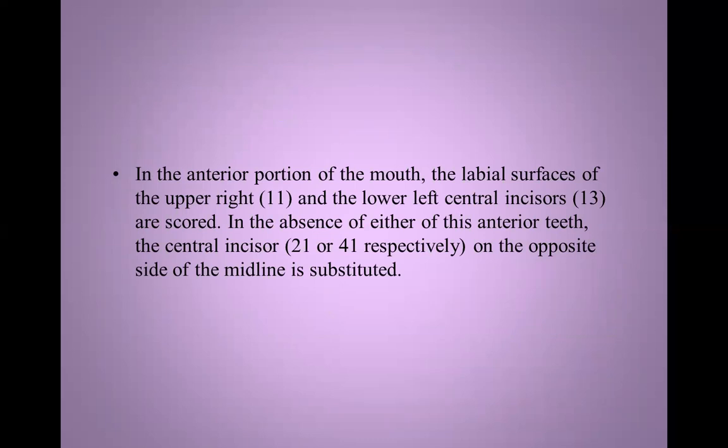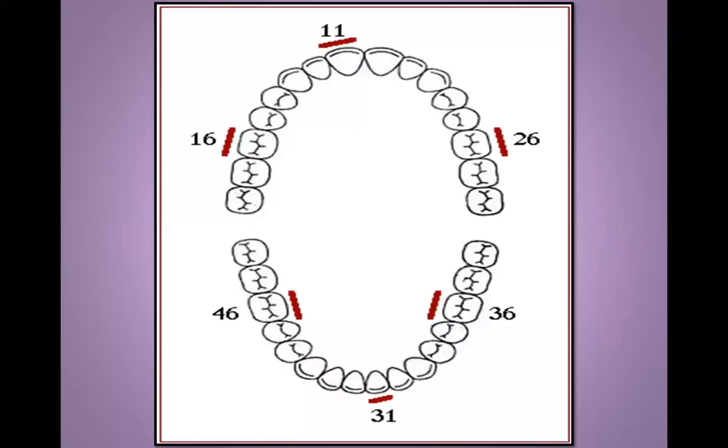In the anterior portion of the mouth, the labial surfaces of the upper right central incisor 1/1 and the lower left central incisor 3/1 are scored. In the absence of either of these anterior teeth, the central incisor 2/1 or 4/1 respectively, on the opposite side of the midline, is substituted. It's the diagram representing the same.